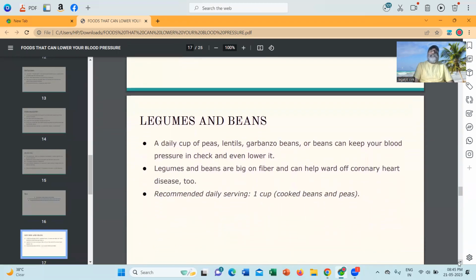Legumes and beans. A daily cup of peas, lentils, garbanzo beans, or beans can keep your blood pressure in check and even lower it. Legumes and beans are big on fiber and can help ward off coronary heart disease too. Recommended daily serving, 1 cup, that is, of cooked beans and peas.